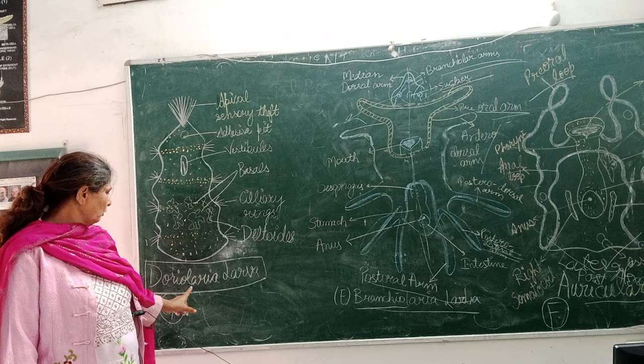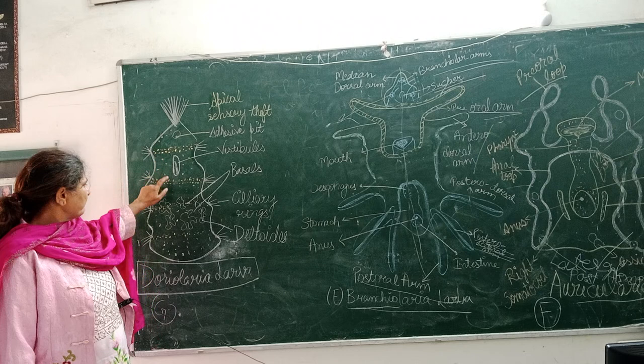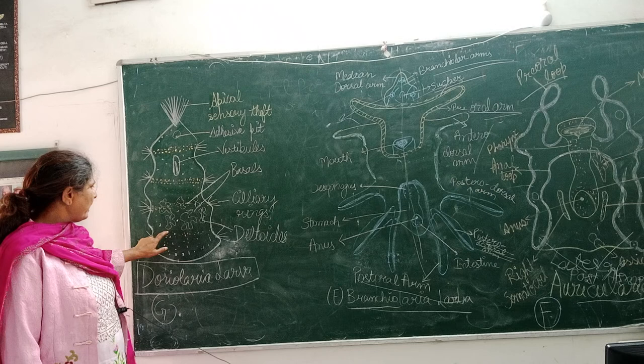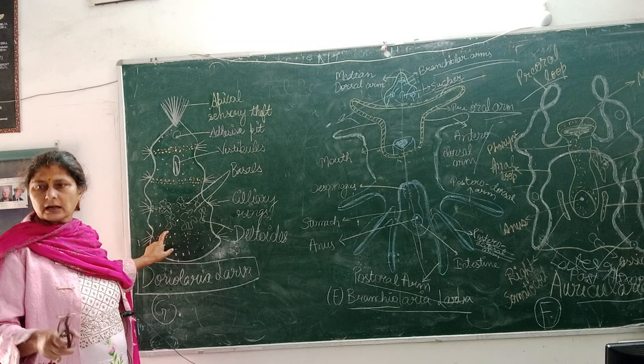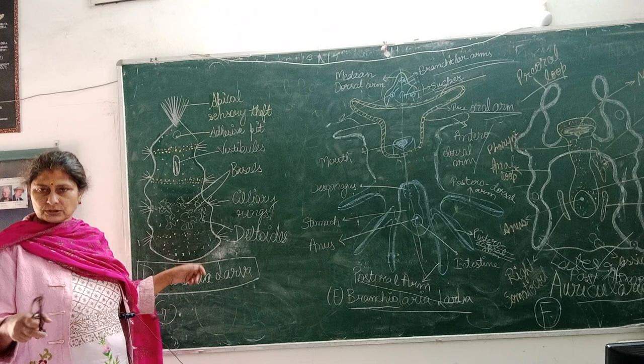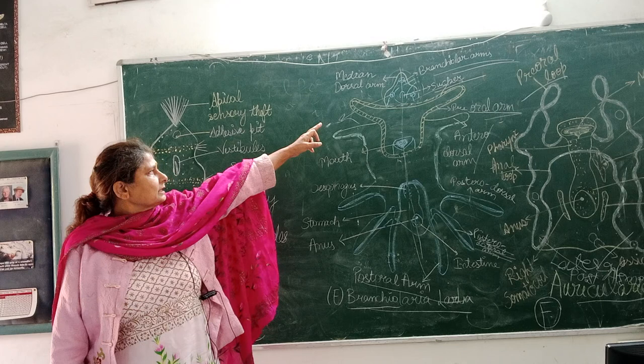Here they have five bands. Now see, 1, 2, 3, 4, and 5. Rows of bands. Of course, ciliary bands. On the upper side, here there are present sucker-like structures.